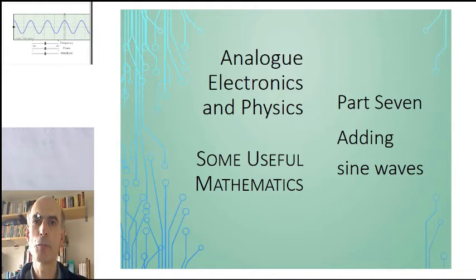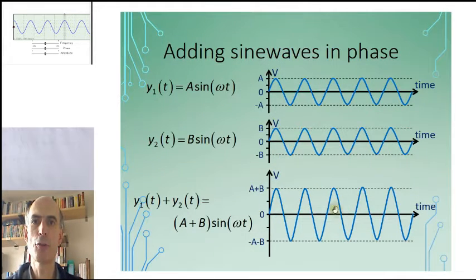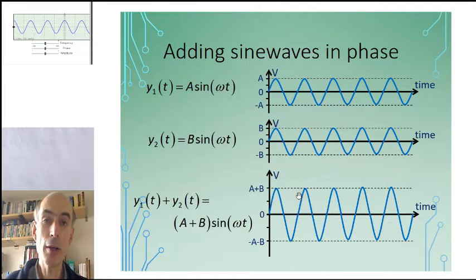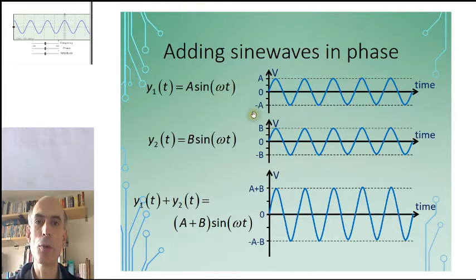Hello and welcome to the seventh part of these talks about fundamental mathematics, this time adding two sine waves. Adding two sine waves is really quite easy provided the sine waves are at the same frequency and are in the same phase. And what I mean by in the same phase is they both start at the same point in their cycle at the origin of time.